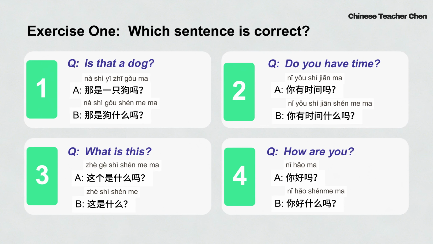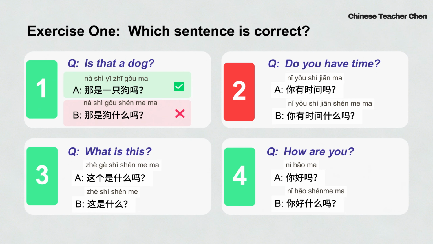Now, let's put everything into practice. First, a quick quiz. I'll give you a situation, and you decide which Chinese sentence is correct. Question 1. You want to ask, is that a dog? A. 那是一只狗吗? B. 那是狗什么吗? Why is A correct? Because is that a dog is a simple yes-no question. We just add 吗 to the end, putting 什么 here is wrong.